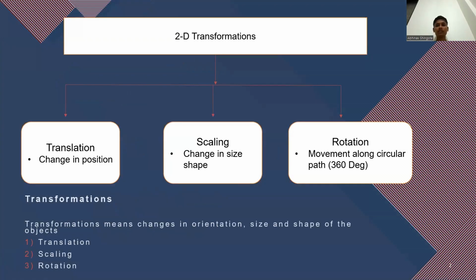Transformation. What is transformation? Transformation means moving an object or changing its position from its original. Transformation has three types: translation, scaling, and rotation. Translation means only change in position. Scaling means change in size, and rotation means changing movement along a path, for example, 360 degrees.